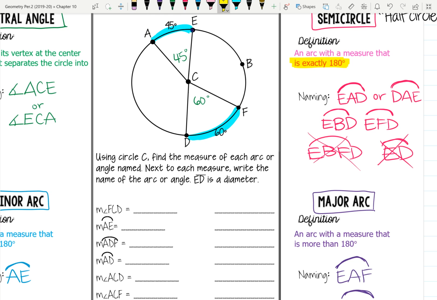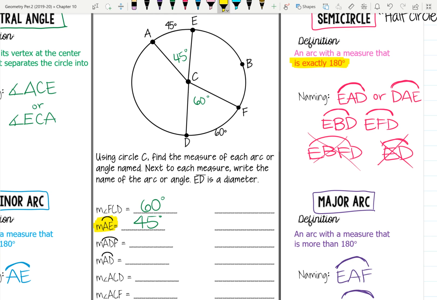First question. I'm trying to find the measure of angle FCD. I already did that, that's 60 degrees, perfect, and that's a central angle. Let's take a look at the next example. I want to find the measure of arc AE. Take a look at the symbols that they're using. Oh, we already found that as well. That's 45 degrees. It was actually given to us.